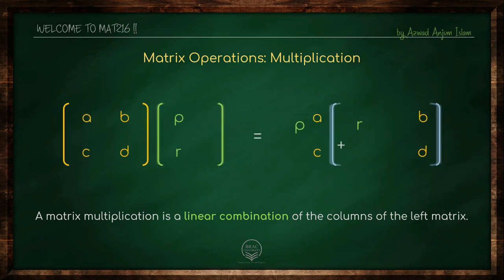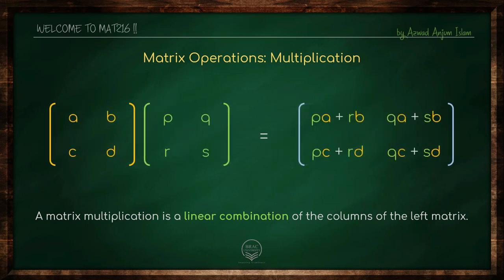Now, let's expand this. Let's go back to our original 2x2 into 2x2 matrix, and this is still true. Again, the first column here is going to tell me all I need to know about the first column here, and the second column is going to tell me all about the second column of this resultant matrix, because we can rewrite this just like we did a little while ago.